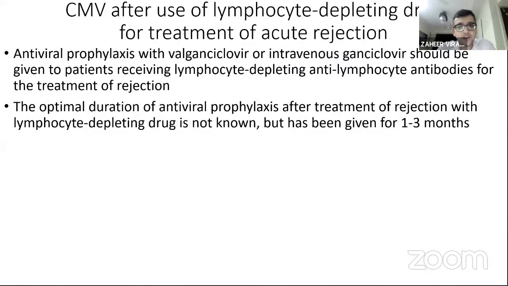Also, suppose you have a rejection and one has used antithymocyte globulin, one will have to restart the CMV prophylaxis with valganciclovir. The exact duration is not known, but people have used it for about 1 to 3 months.